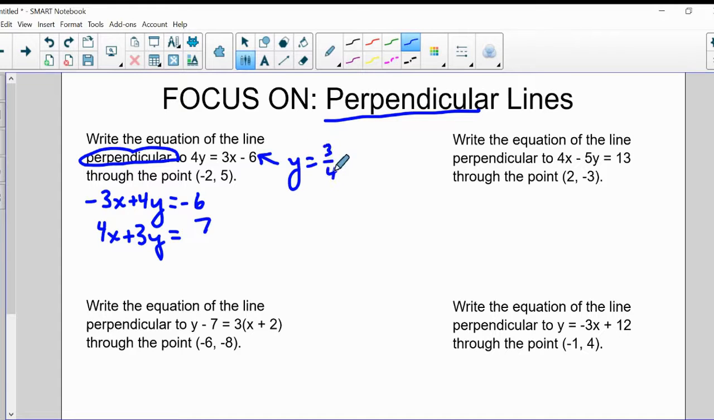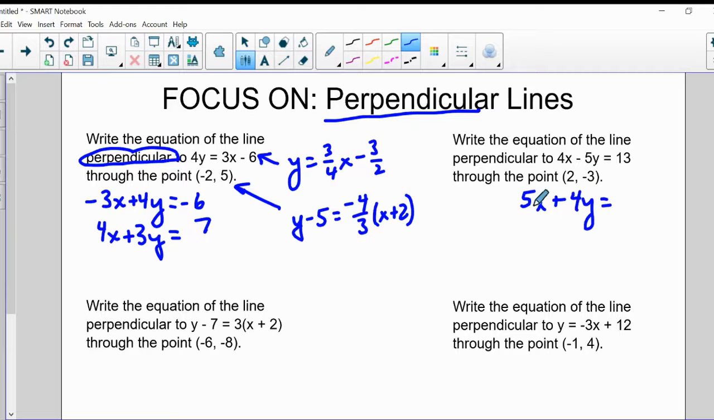I also could do the exact same thing I did on the first side and solve this: y equals 3/4 x minus 3/2, get an opposite reciprocal slope and do point slope form. So I could do y minus 5 equals negative 4/3 times x plus 2. I could have done that. This one is in standard form, so I'm going to simply flip the coefficients and change one of the signs. Now I sub in 2 here and I get 10. I sub in negative 3 here and I get negative 12. 10 minus 12 is negative 2. And I'm done.